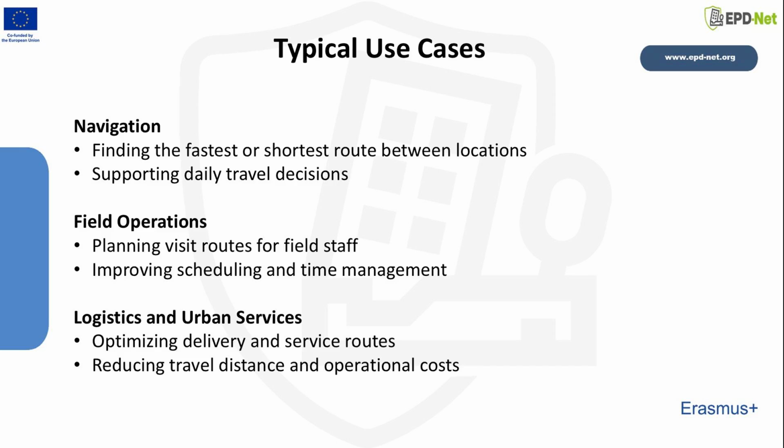GIS-based route optimization is widely used across many application areas. One of the most common use cases is navigation, where routing systems help users find the fastest or shortest route between locations and support everyday travel decisions. In field operations, route optimization is used to plan visit routes for field staff, such as technicians or inspectors. Optimized routes improve scheduling, reduce travel time, and increase operational efficiency.